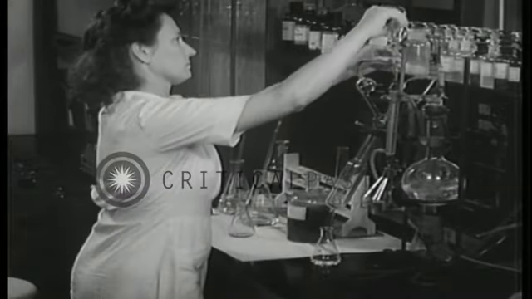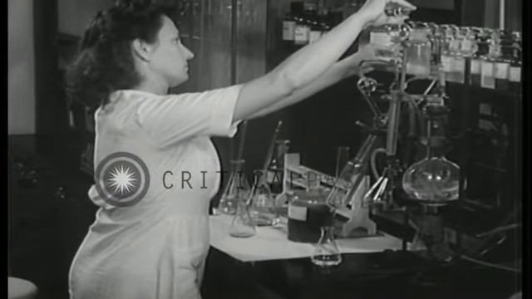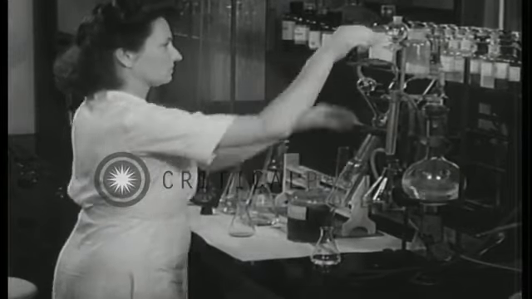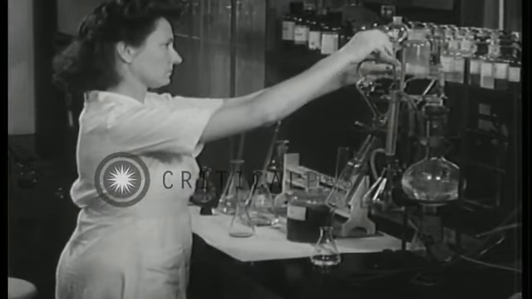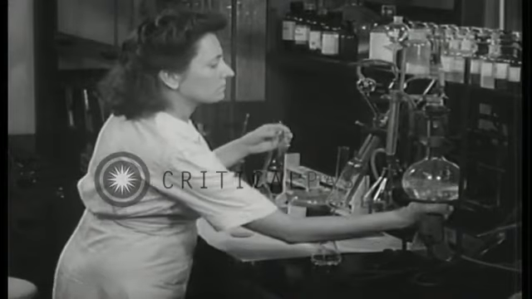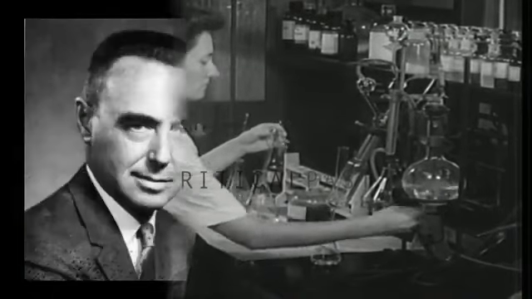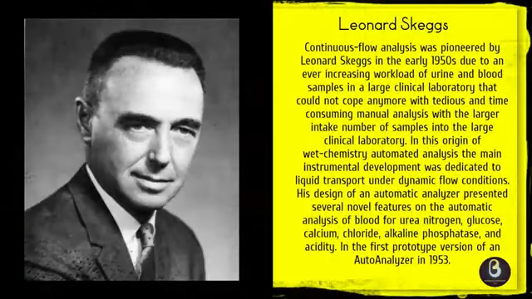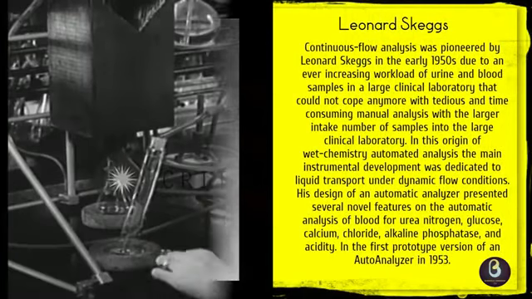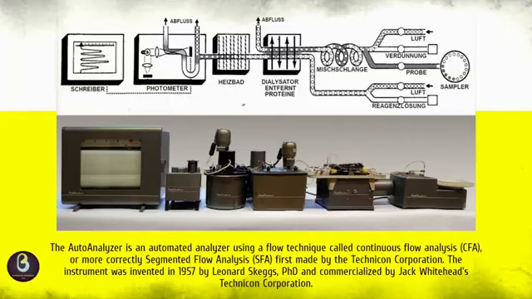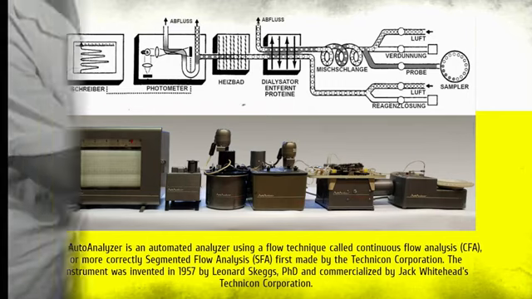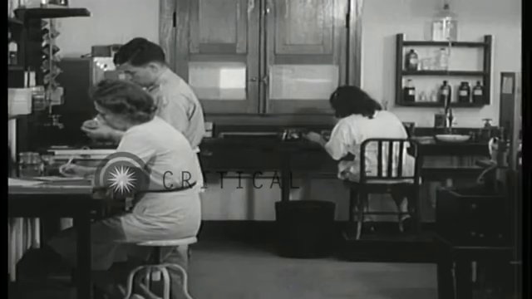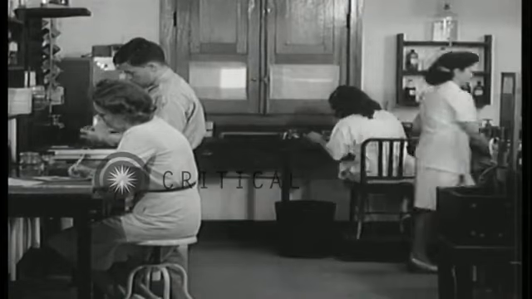The autoanalyzer is an early example of an automated chemistry analyzer using a special flow technique named continuous flow analysis, or CFA. Invented in 1957 by Leonard Skaggs, Ph.D., and first made by the Technicon Corporation, the first applications were for clinical, medical analysis. The autoanalyzer profoundly changed the character of the chemical testing laboratory by allowing significant increases in the numbers of samples that could be processed.